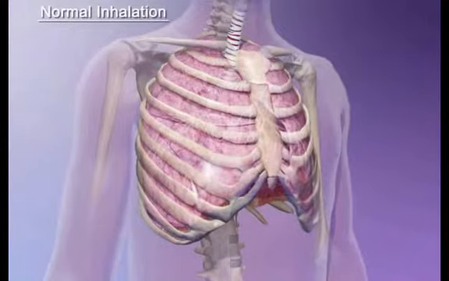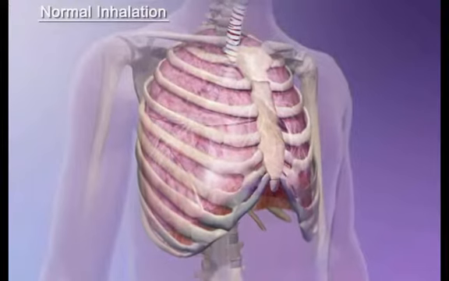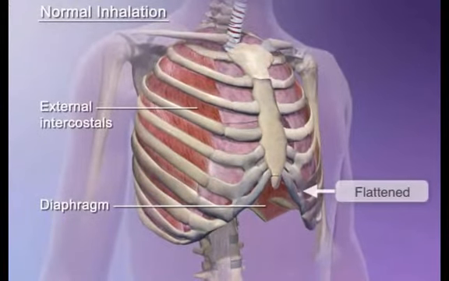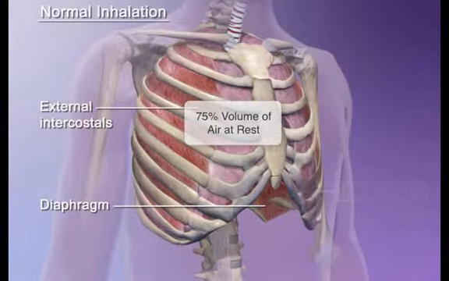Inhalation itself is an active process, involving one or more of the following actions. Contraction of the diaphragm flattens the floor of the thoracic cavity, increasing its volume and drawing air into the lungs. At rest, this brings in roughly 75% of the air during normal breathing.